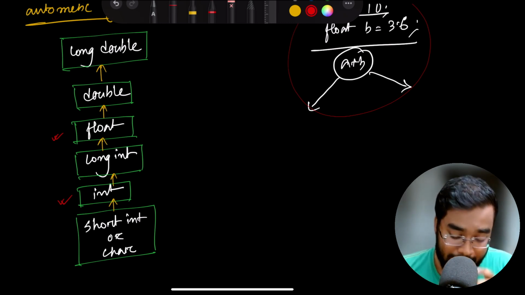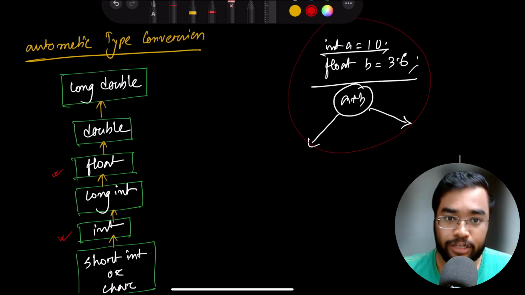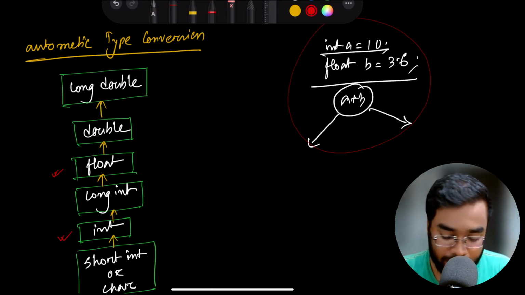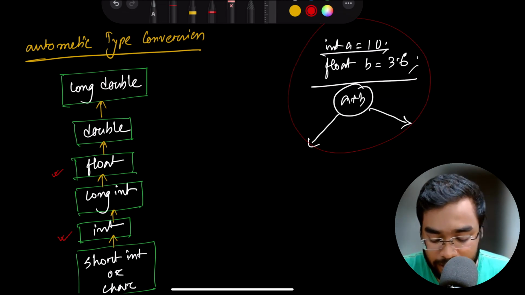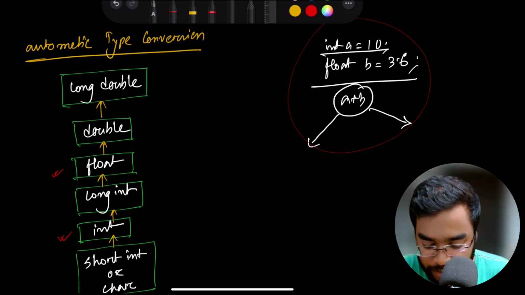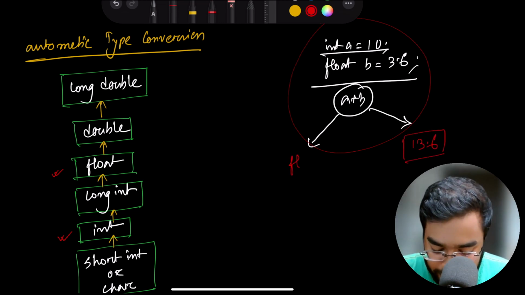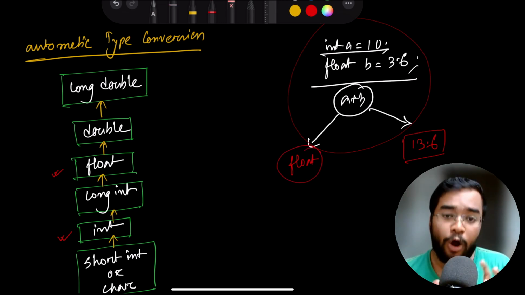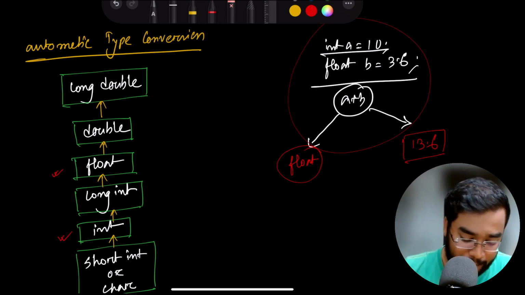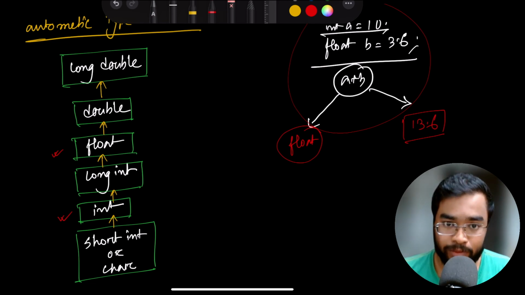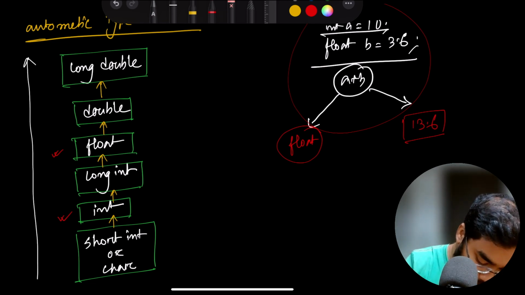Okay, clear? And the value also would be converted to the float version. Okay, for example, if I do 10 plus 3.6, then the result would be 10.36. Okay, sorry, I'm really sorry, the result would be 13.6. So 13.6 would be the result, and the data type would be float. So this is the thing which I wanted to say. This is called automatic type conversion. This automatic type conversion is done by the compiler. We can see, yeah, the conversion goes in the upward direction.